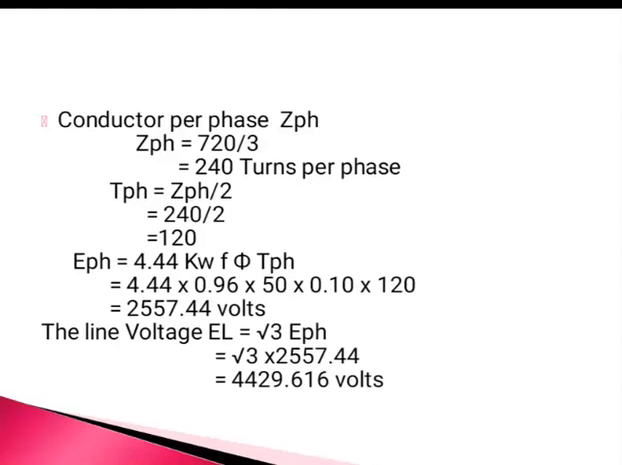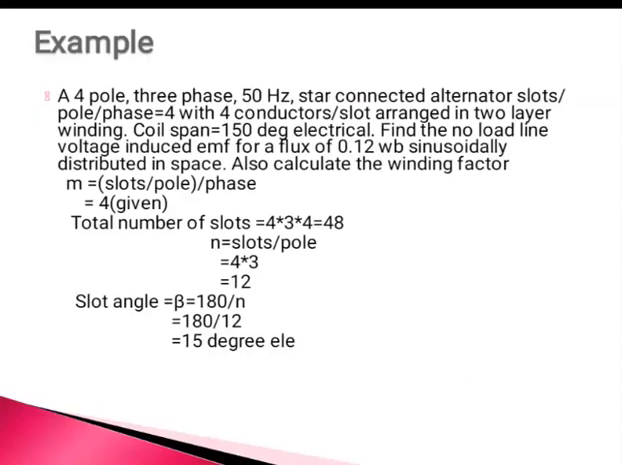So E phase is equal to 4.44 Kw, that is the winding factor, into F into phi into T. So that is 4.44, 0.96 is the winding factor, into 50 into 0.10 into 120. So it is 2557.44 volts, the phase voltage. Then by multiplying root 3 to the phase voltage, we get the line voltage. That is root 3 into 2557.44 is equal to 4429.6 volts.